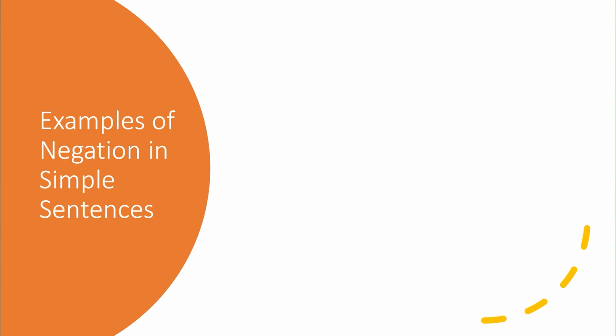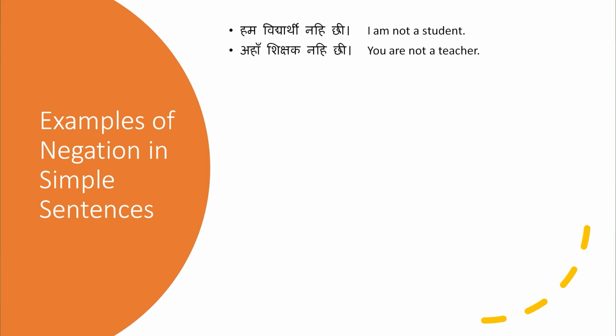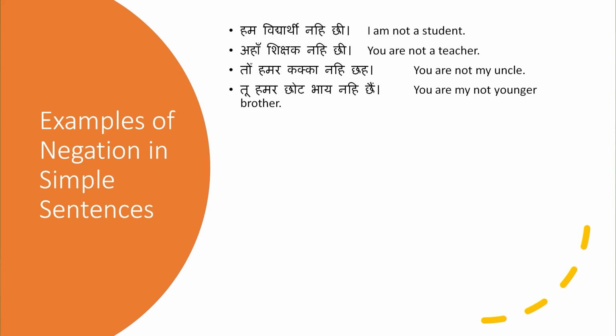So, for example, we can say "Hum vidyarthi nahi chi." I am not a student. So, here you have used the word nahi to negate it. Aha शिक्षक नहीं छी. You are not a teacher. तो हमर कक्का नहीं छ. You are not my uncle. तू हमर छोट भाई नहीं छ. You are not my younger brother. ओ हमर घर नहीं छी. That is not my house.